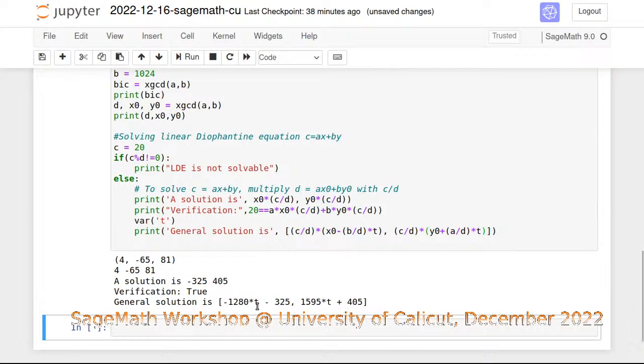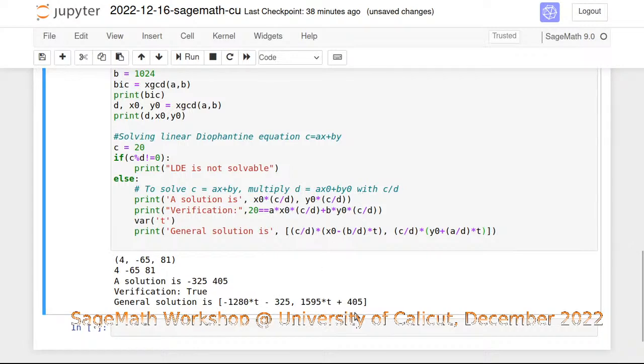This is correct now. When t is equal to 0, we get minus 325. When t is equal to 0, we get 405. Yeah, that's correct.